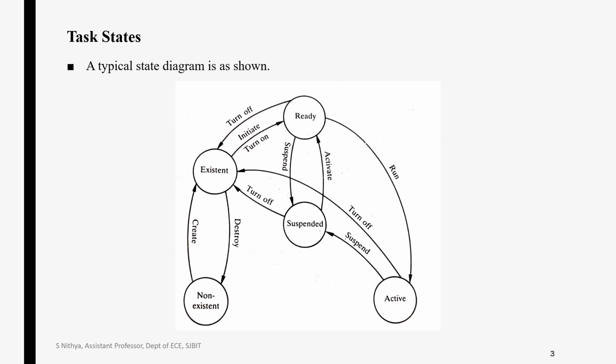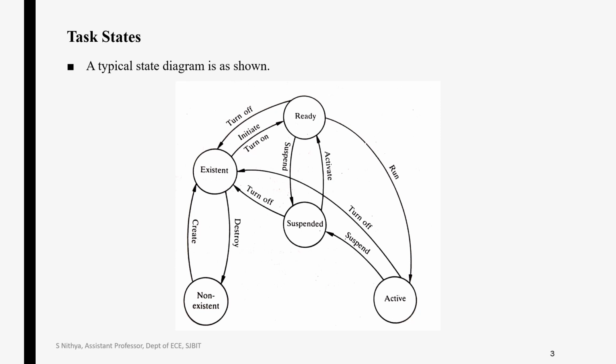Now from the suspended state, there is a possibility of going to the active state and also to the existent state. From the suspended state to the ready state, whenever it becomes active, that is a transition from suspended to ready. Whenever the task is not required, it must be put into the delayed task, so the priority is removed and it is put into the existent state. From existent to the ready state, whenever it is possible, it initiates the turn on.